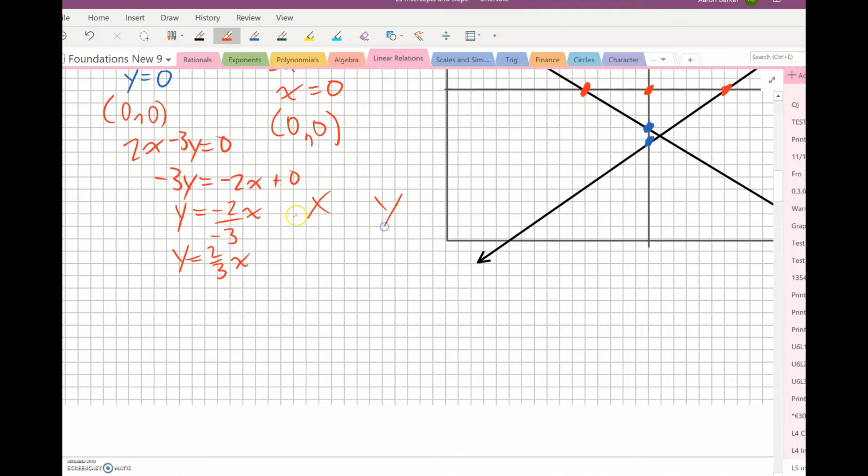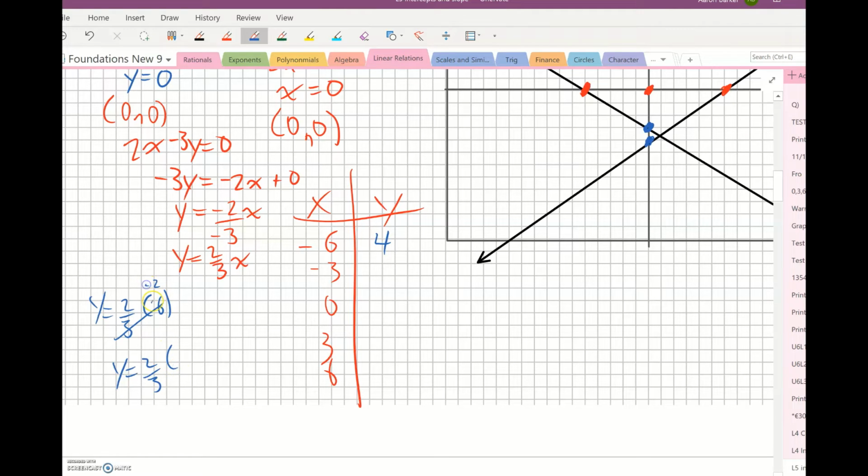Doing our table of values, we'll have special values for it. Well, we do multiples of 3. So negative 6, negative 3, 0, 3, and 6. And then we substitute in. So we get y equals 2/3 times 6. Those cancel, and so y equals 4. Then y equals 2/3 times, sorry, that's negative 6, so that should be negative 4. Negative 3, so we get negative 1, so we get negative 2. 0 is 0. We already sorted that out.